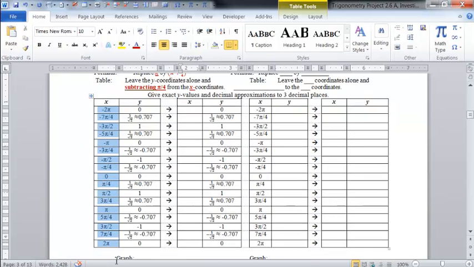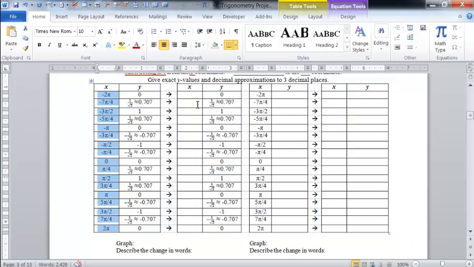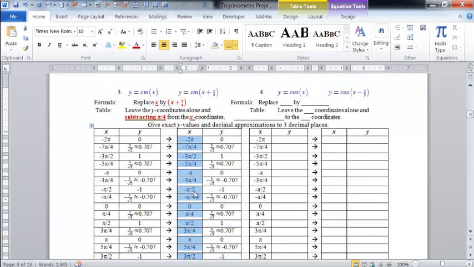Let me just take all the x values that I have and copy and paste them over. But they're not right now. I need to fix it. What do I need to do? I need to add pi over 4. Well, I need to add some fractions here. Negative 2 pi over 4.